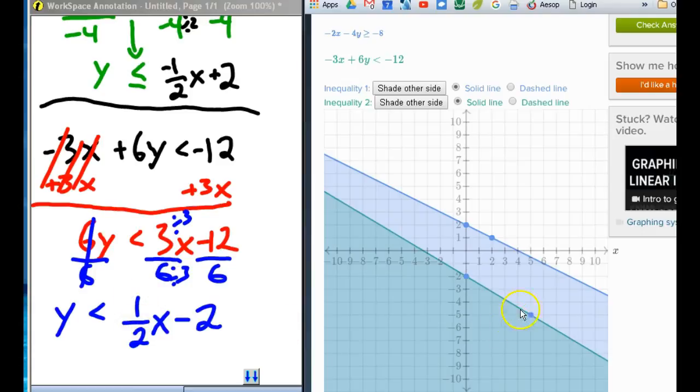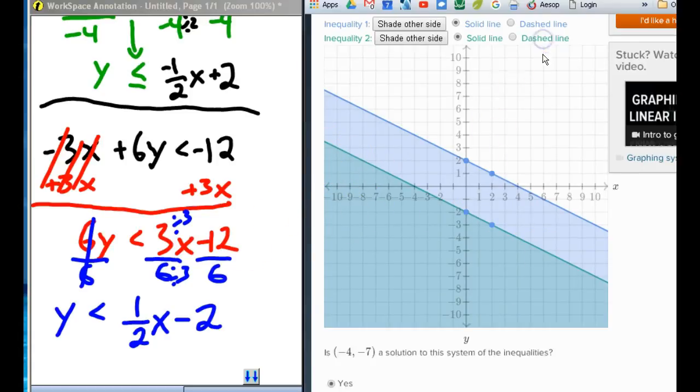And I'm going to go down 1, right 2. And this one is shaded up. No, sorry, this one's shaded down as well. So that's shaded below. So you see the shading actually overlaps anything below this green line here.